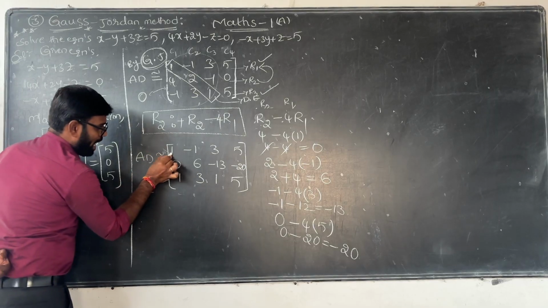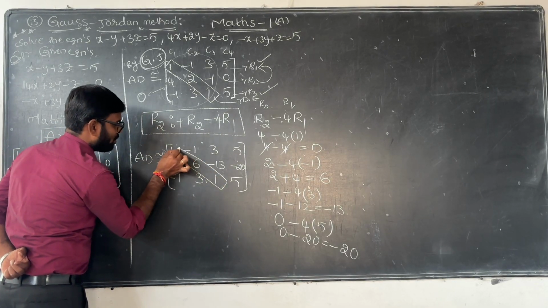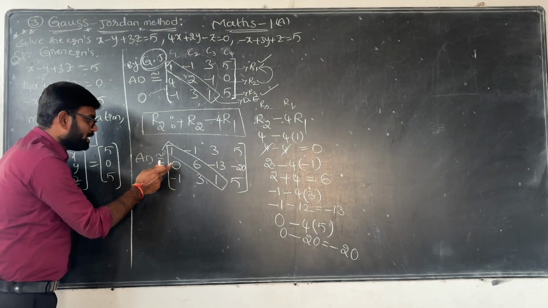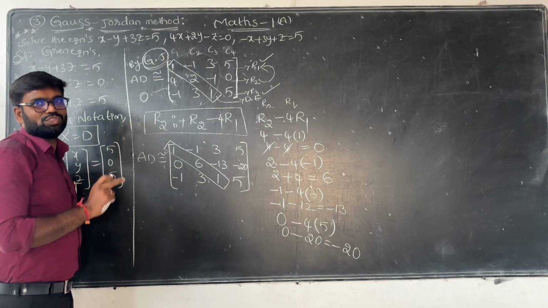So now again mention the diagonal elements. So finally R2 first element is converted as the 0 value.